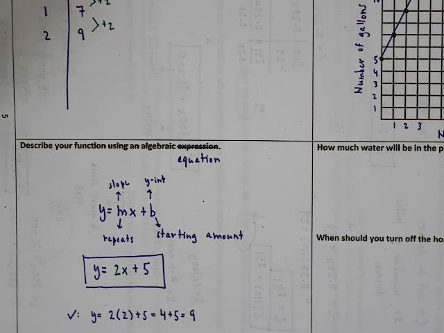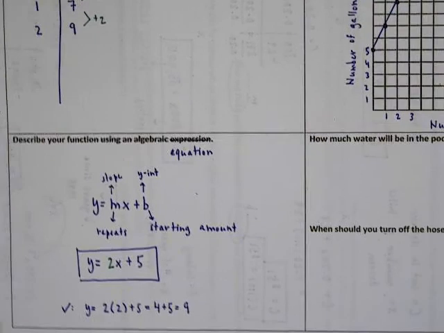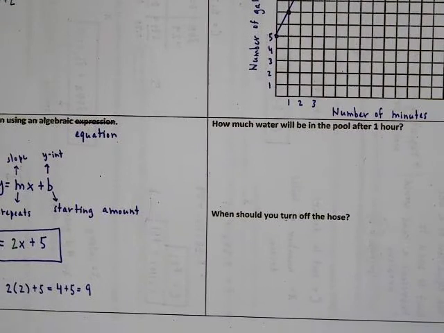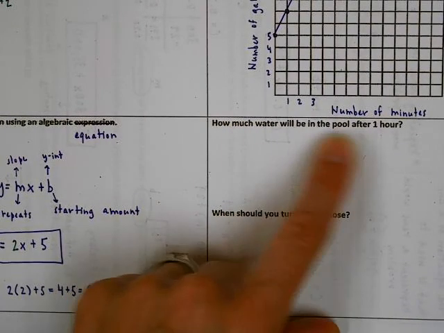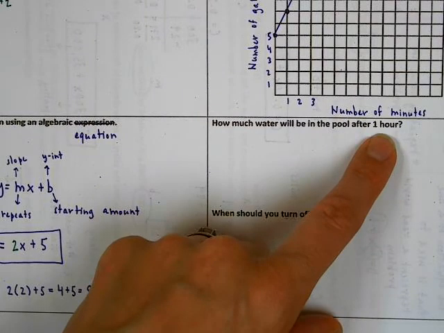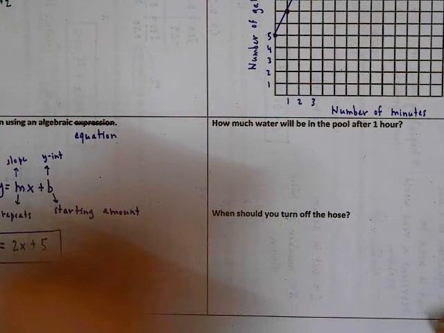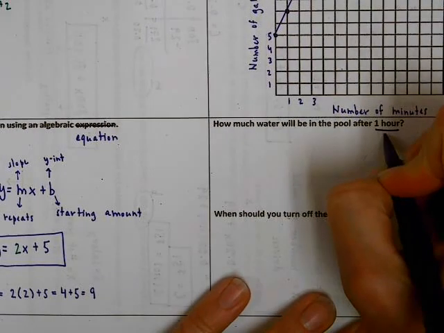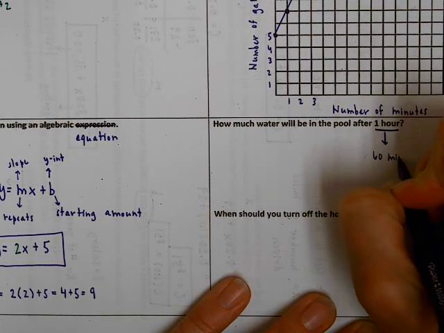So now we have 3 representations. We have our table, our graph, and our equation. And now we're going to use the equation to answer some questions. So our question here is how much water will be in the pool after 1 hour? Now here's what we have to be careful of, because we said that our input was the number of minutes. So the first thing I need to do is take this and change it into 60 minutes.